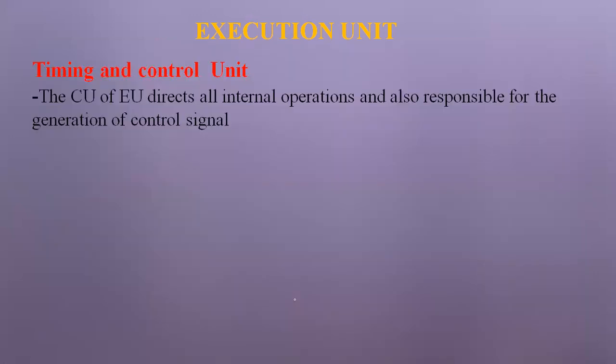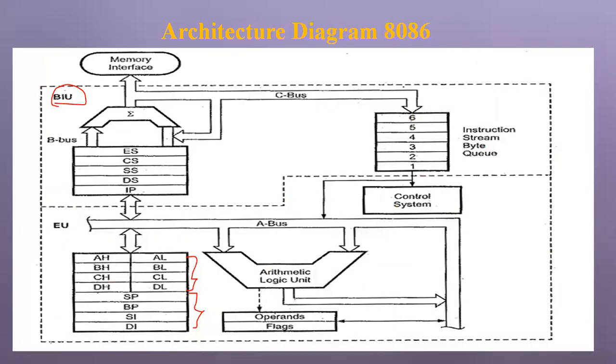Timing and control unit: the control unit of the execution unit directs internal operations and is also responsible for the generation of control signals. So this is the architecture. The 4 segment registers, the instruction pointer and the instruction queue can be used to fetch the data. It can be used to decode the data, and after the decode, the data will be moved to the execution unit.